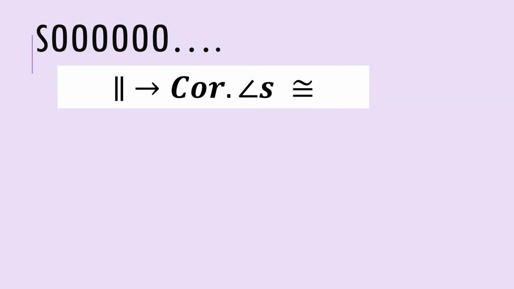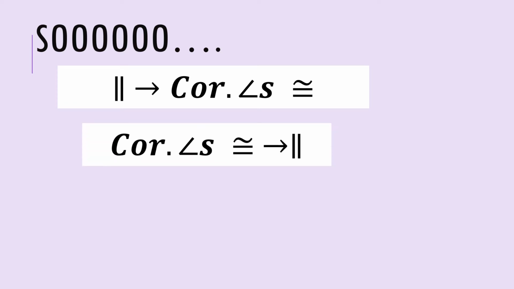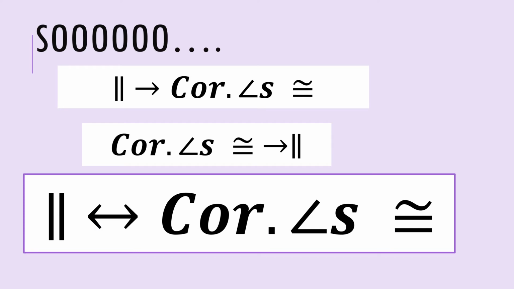So if we have parallel lines, then corresponding angles are congruent, which would be the conditional, and the converse would be if corresponding angles are congruent, then you have parallel lines. So the biconditional would be parallel lines if and only if corresponding angles are congruent. Or you could have corresponding angles if and only if parallel lines. So that just means if your corresponding angles are congruent, your lines are going to be parallel and vice versa. If you have parallel lines, your corresponding angles are going to be congruent.